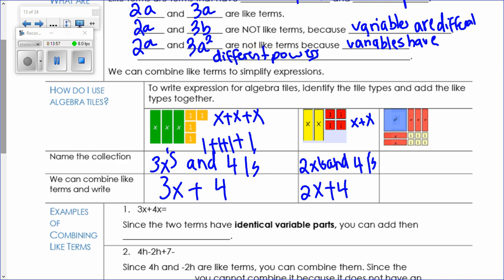Okay. The last one, I have 1 x squared tile. I have 5 x's. I have 6 1s. Okay. So I have x squared plus 5x plus 6.